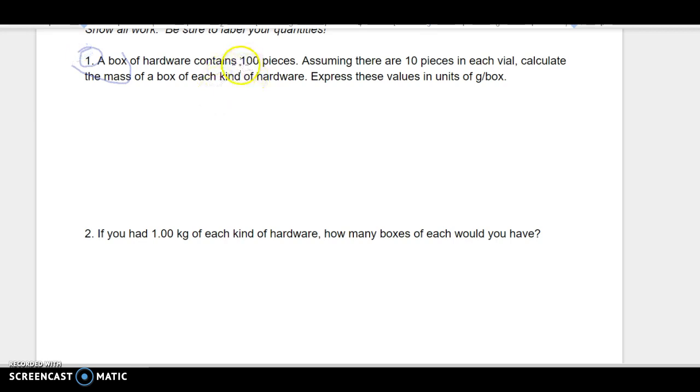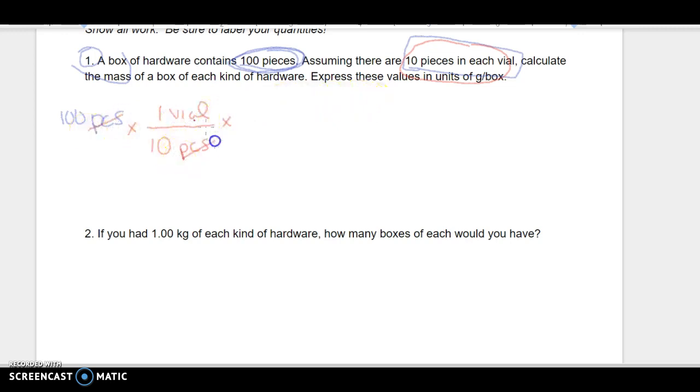A box of hardware contains 100 pieces. This is what they're giving me, so I need to start with 100 pieces. There are 10 pieces in each vial. This is my conversion that's going to be equal to 1. So I'm going to start multiplying: 100 pieces times, I need pieces to go on the bottom, and I know there are 10 pieces in one vial.